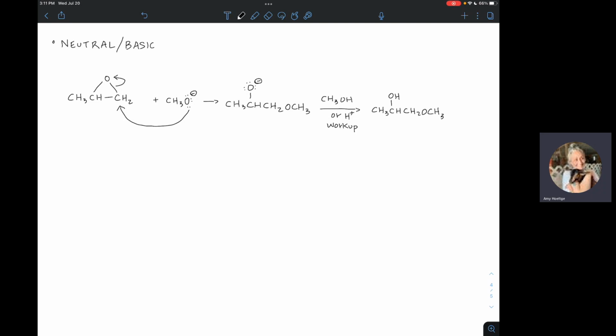So to recap this, under acidic conditions, so this is for obviously asymmetrical epoxides, the nucleophile, I'll just abbreviate it NU, preferentially attacks the more highly substituted carbon in the ring.